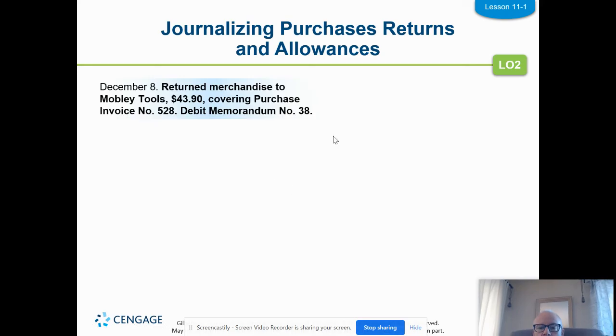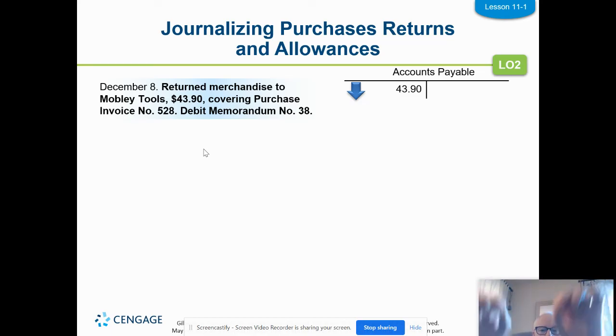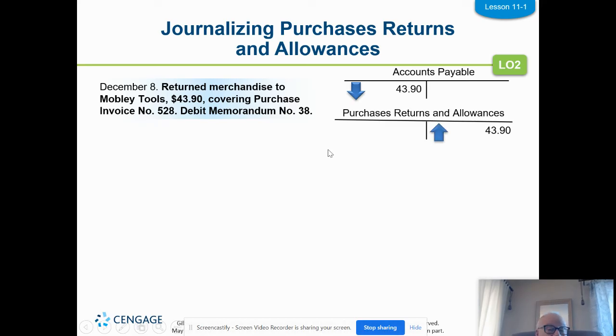So what would that look like? Return merchandise to Mobley Tools, $4,390, covering purchase invoice number 528, debit memorandum number 38. Okay, so here we go. We are going to debit, because again, we're returning stuff that originally we got billed, and we recorded that as a credit to accounts payable. Now we're returning product, $4,390. We are debiting accounts payable. At the same time, we would be debiting the subsidiary ledger for Mobley Tools for their particular vendor account, excuse me, in the accounts payable subsidiary ledger.